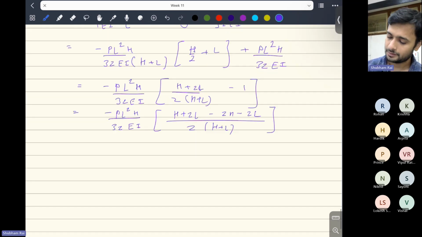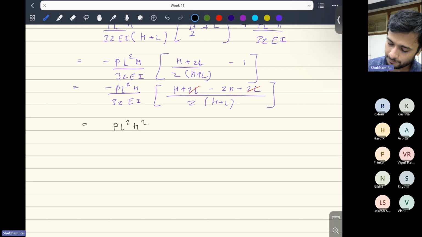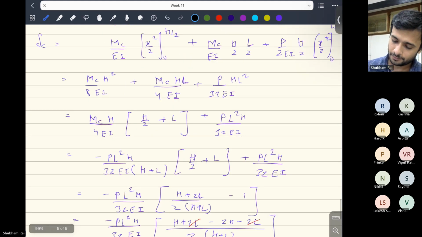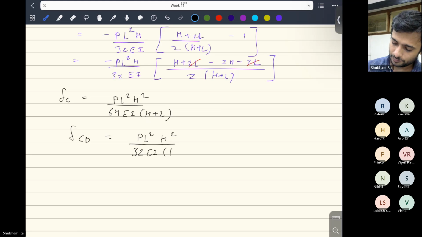So finally, what you can see is this L and L will get cancelled, and this 2h minus 2h will be plus h. So finally, what you are getting is PL square h square over 64 EI in h plus l. That is your delta C. And delta CD will be twice of this. So this will be PL square h square over 32 EI. And this will be your delta CD.